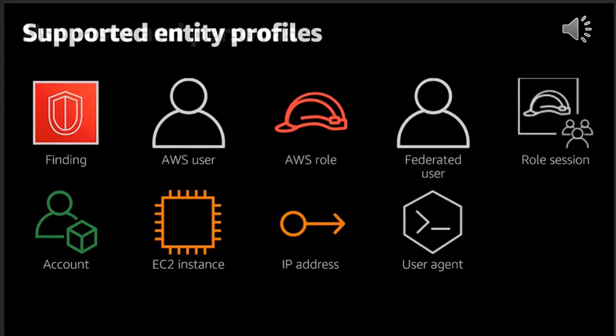Within the security behavior graph, Amazon Detective has 9 supported entities, which include GuardDuty findings, IAM-related entities such as AWS users, AWS roles, federated users, role sessions, user agents, IP addresses, EC2 instances, and accounts.